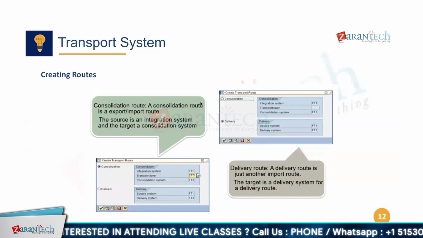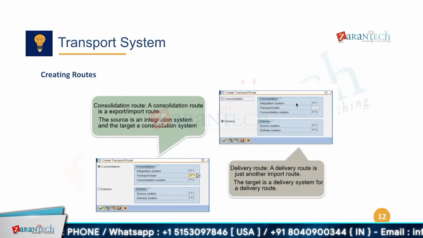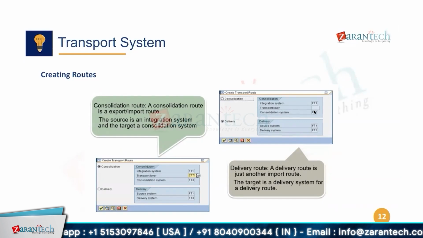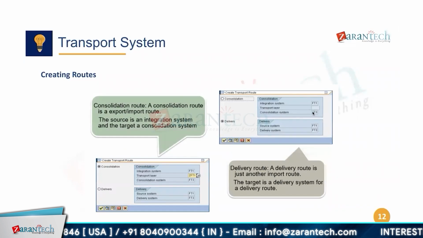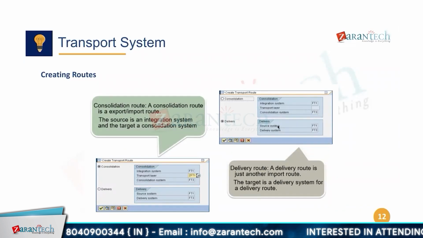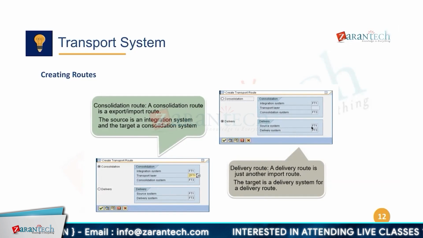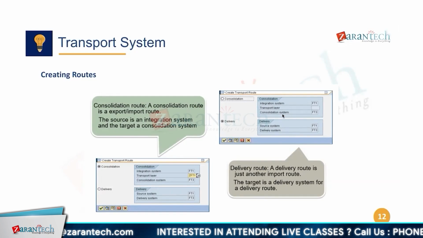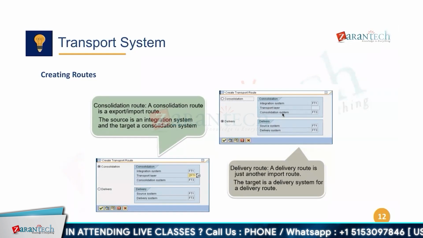Okay, so creating routes is so simple. When you click on this, you have the consolidation and the delivery route. It's just from which system you are taking, what is the transport layer, and the consolidation system to which it has to go. And the delivery system, the source system and delivery system, is nothing but a production system. Okay, so you can take this consolidation system as a test system here. Okay, you can assume that.